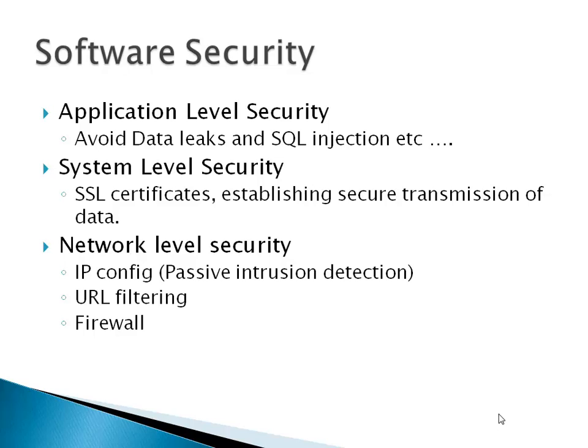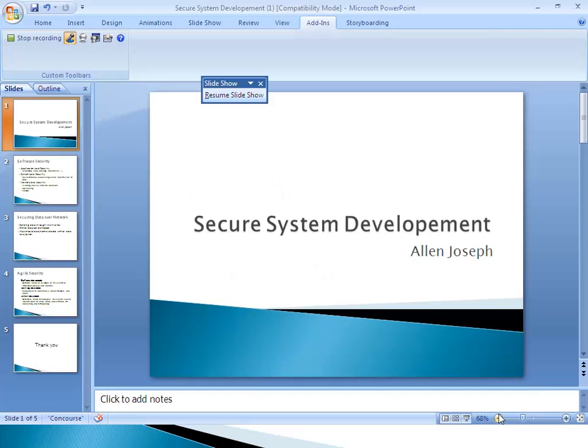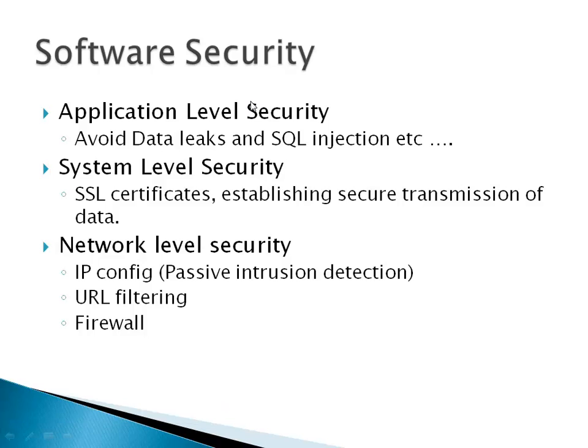In the network level, IP should be configured to avoid passive intrusion, which notifies suspicious network traffic, blocks new threats. The URL filtering can be used to filter a specific set of URLs. The hackers' URLs or the unknown URLs can be prevented by URL filtering. Only certain specific URLs can be allowed to pass through the network.